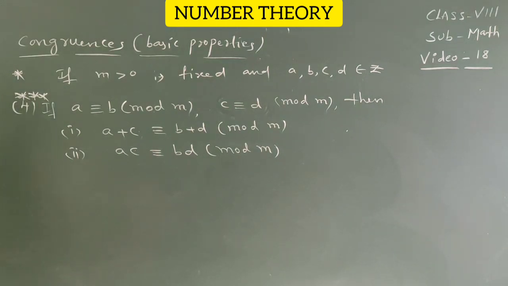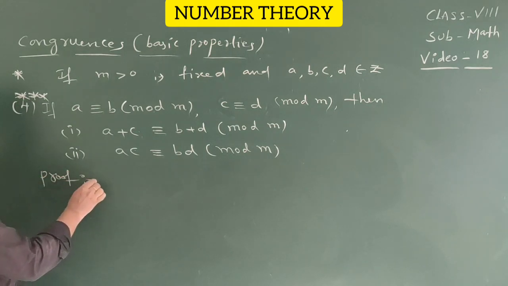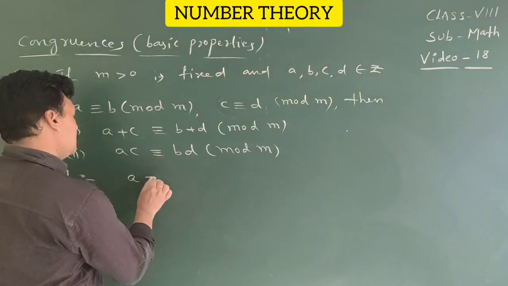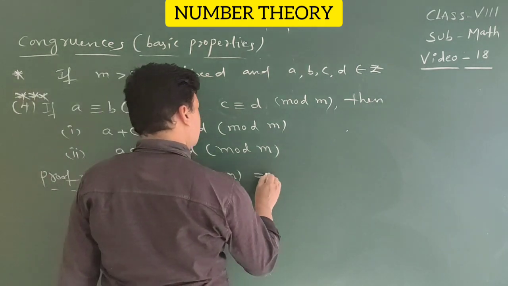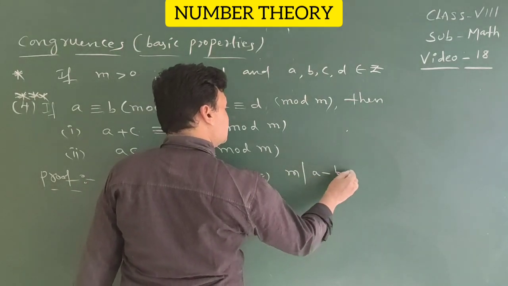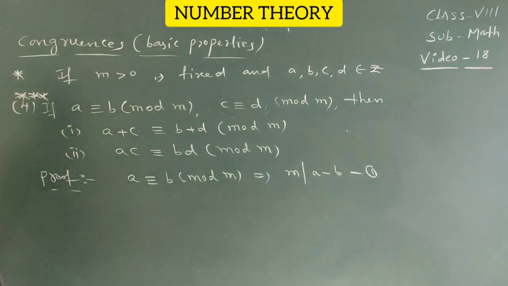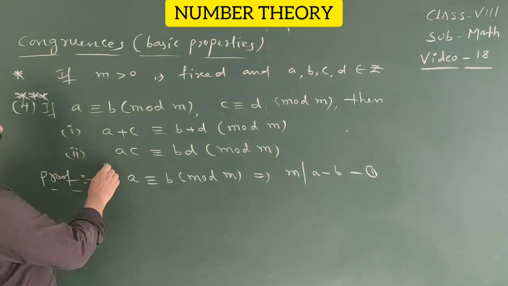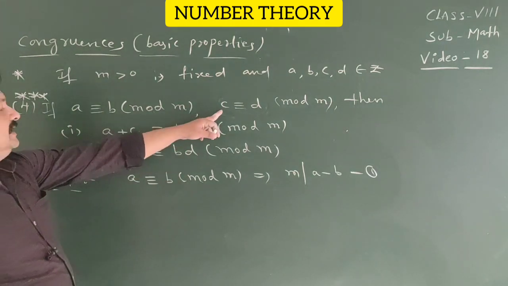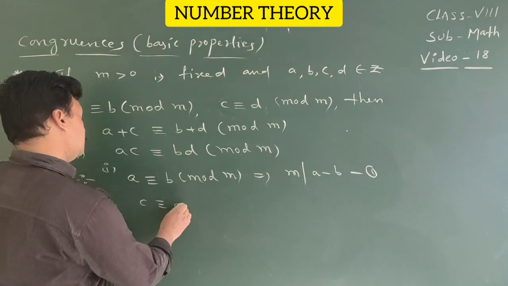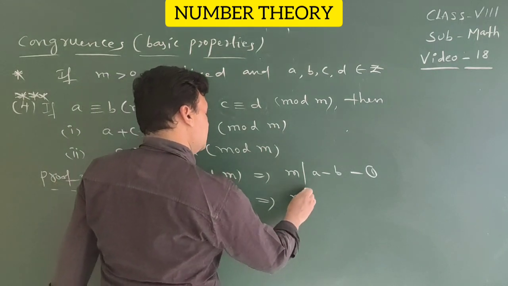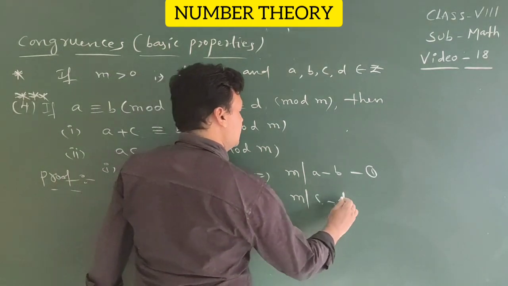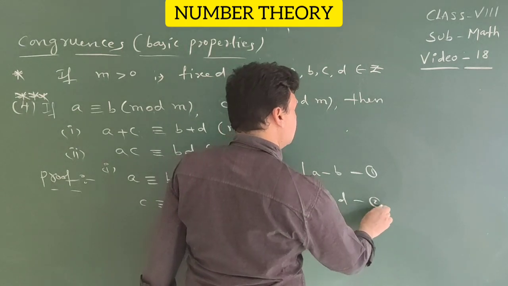Okay, for problems. Proof for this one. Here A is congruent to B mod M, which means M divides A minus B. That's the first one. Next, C is congruent to D mod M, which means M divides C minus D. That is the second.